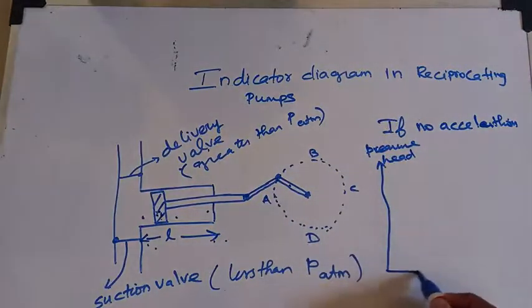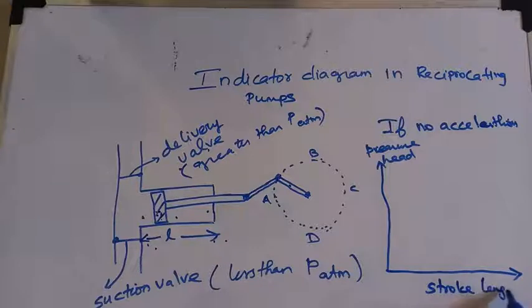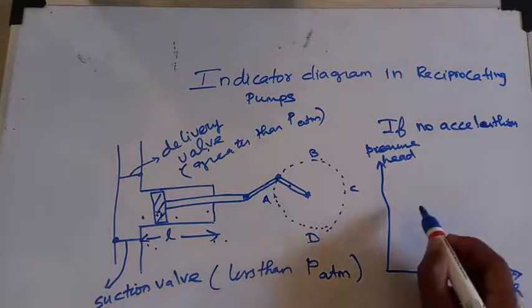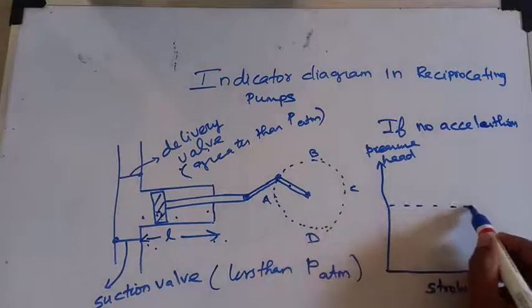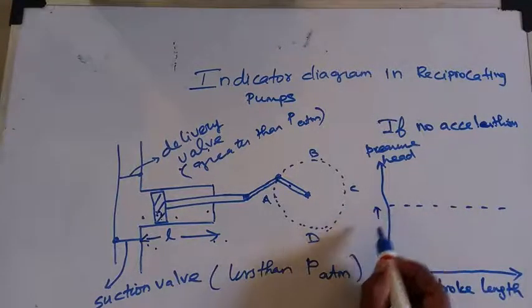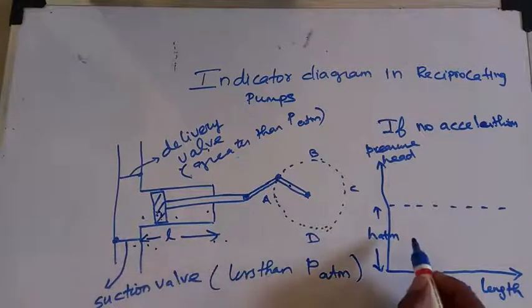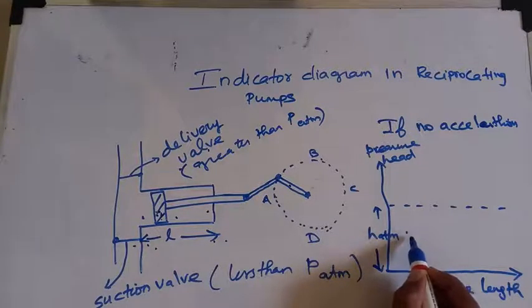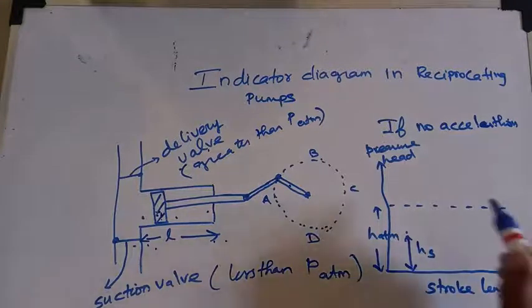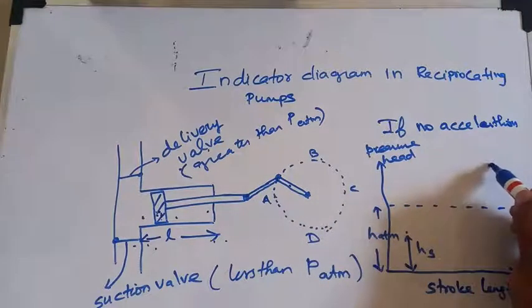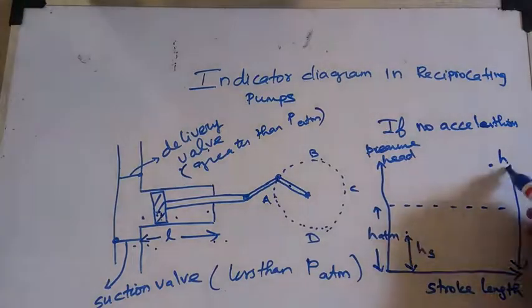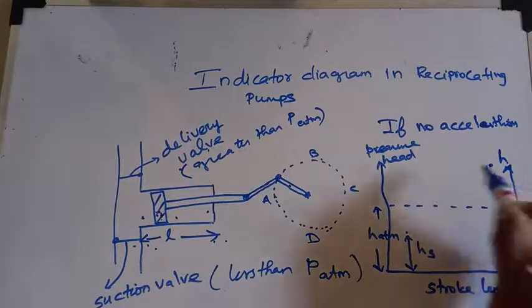This is head pressure, and I am taking this as stroke length. I know this is atmospheric pressure. I am taking this as H atm. I know at suction the pressure will be less than H atm, so I am marking this as H suction. Like that, at delivery the pressure will be higher, so I am marking this value as H delivery.